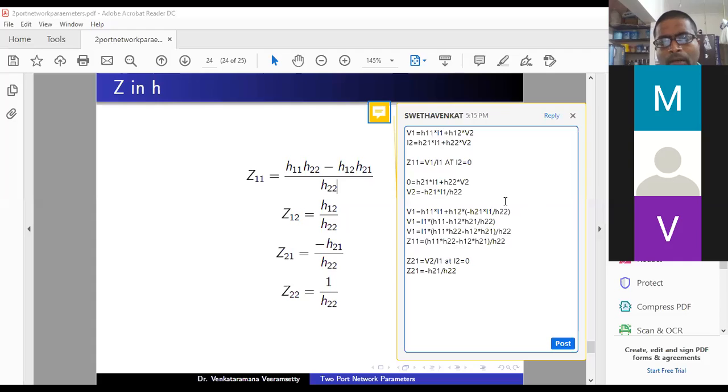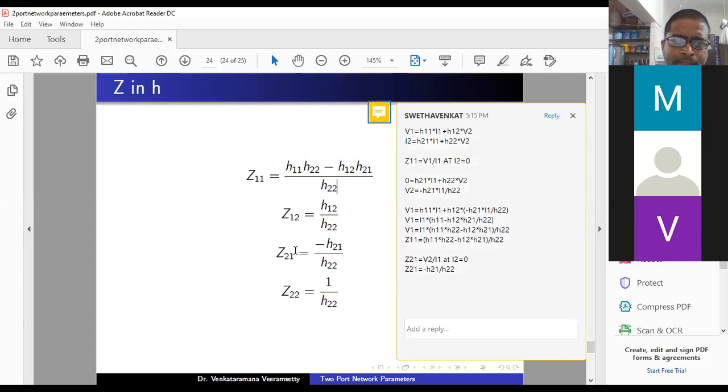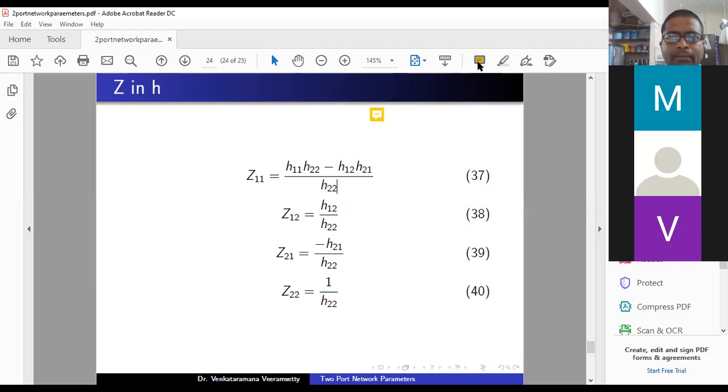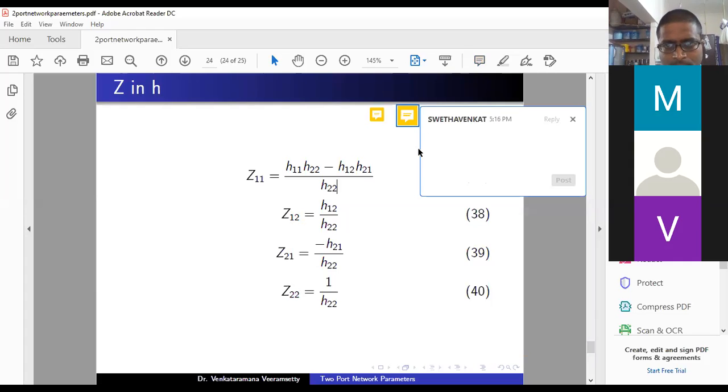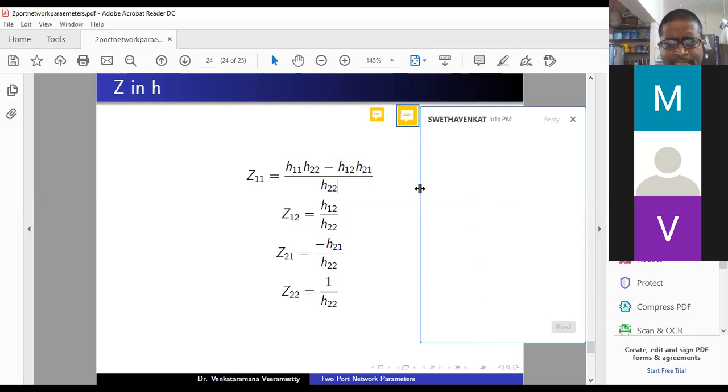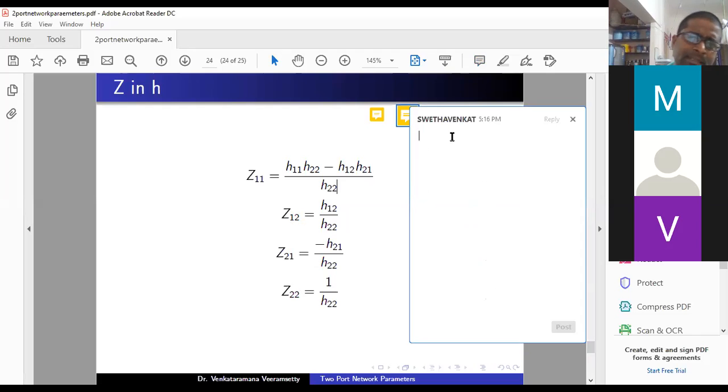Similarly, now we will try to find Z12 and Z22 in terms of the hybrid parameters. So we will derive that also. I want to represent Z22 and Z12 in terms of the hybrid parameters. As I want to represent the Z parameters in terms of hybrid parameters, we need to start with the H parameter equations.